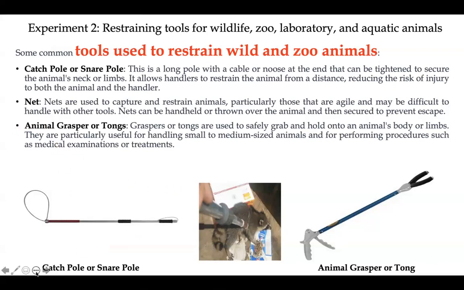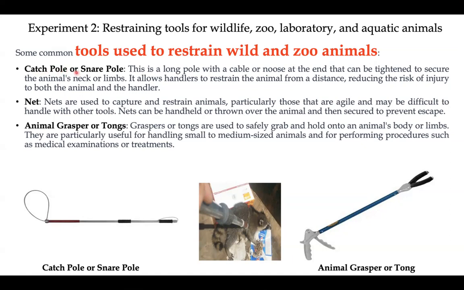So this is an equipment which is known as catch pole or snare pole. You must have seen it in maybe some videos when they treat small animals, particularly this one, the animal grasper or tongs. This is really common equipment to handle snakes. So I hope you must have seen this equipment maybe in YouTube videos or on TV channels.